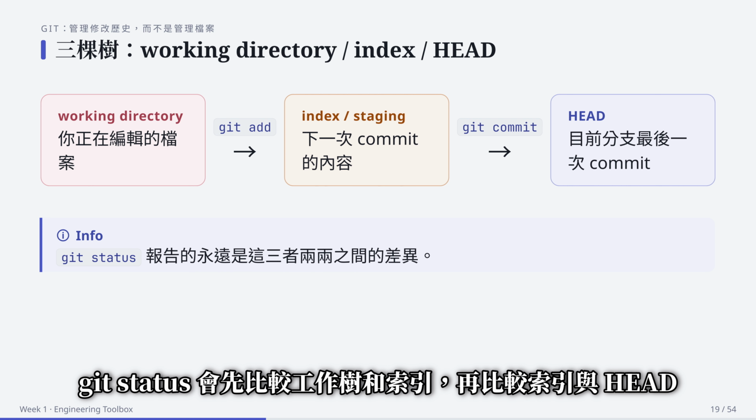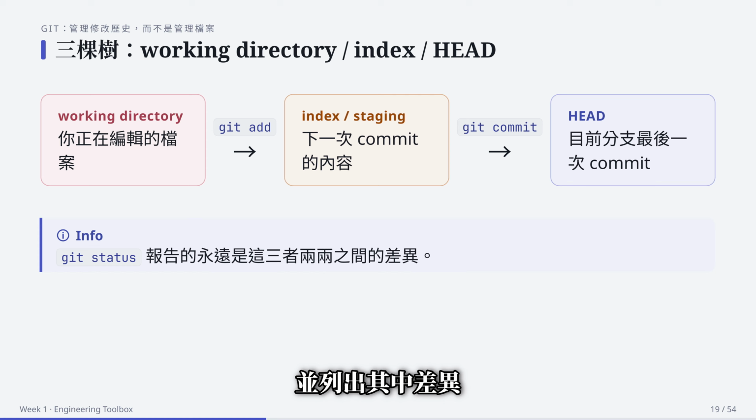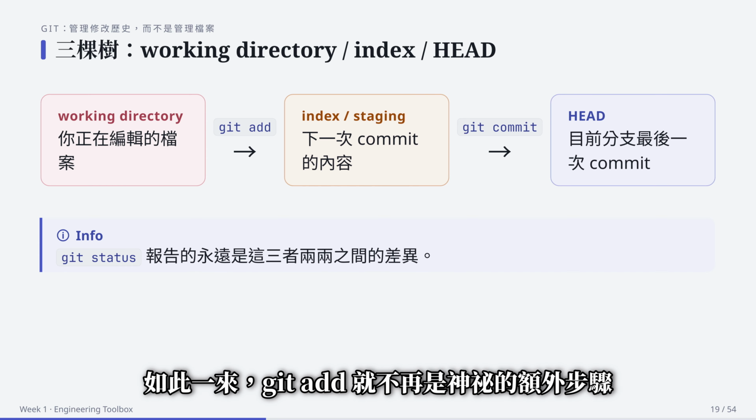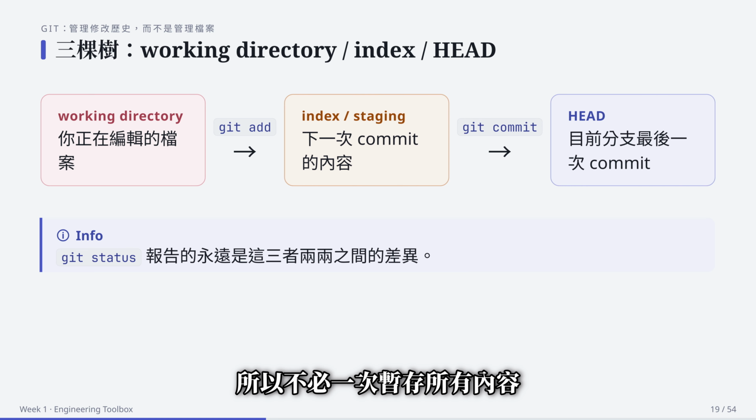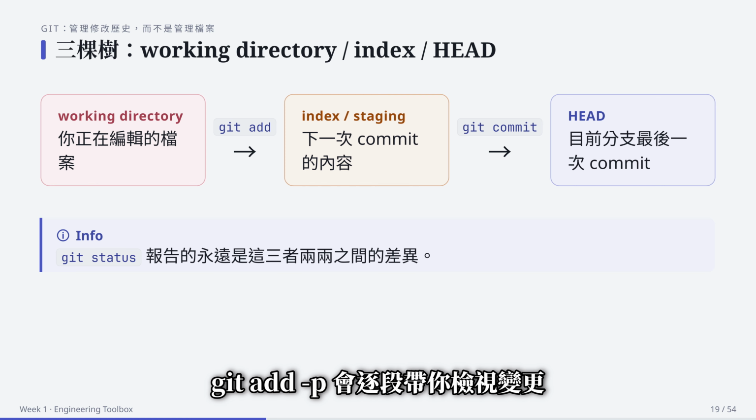Git status compares the working tree with the index and then compares the index with head, reporting the differences. Seen this way, git add is no longer a mysterious extra step. It lets you decide exactly which changes will go into the next commit, so you don't have to stage everything at once. Git add -p walks you through your changes one section at a time.